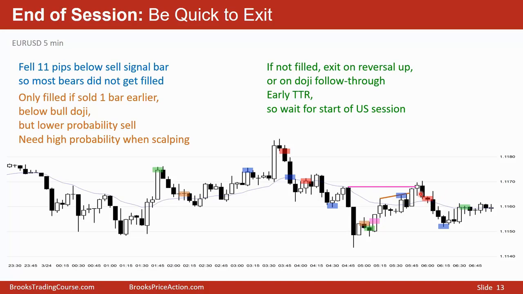The bears who sold here will look to exit on some kind of a reversal up. For example, they might get out above this bear bar. They might get out above this bull bar. They might get out on the follow-through bar after this bull bar, or above the high of this bar, above the high of the prior bar. Once you had this bull breakout, a lot of the bears will look to get out above the high of the prior bar, and they would have been out above the high here.